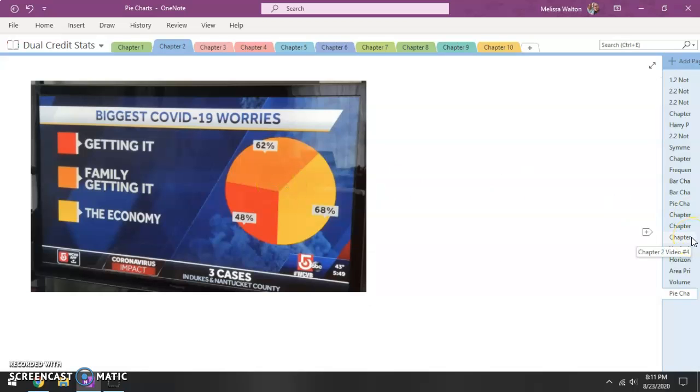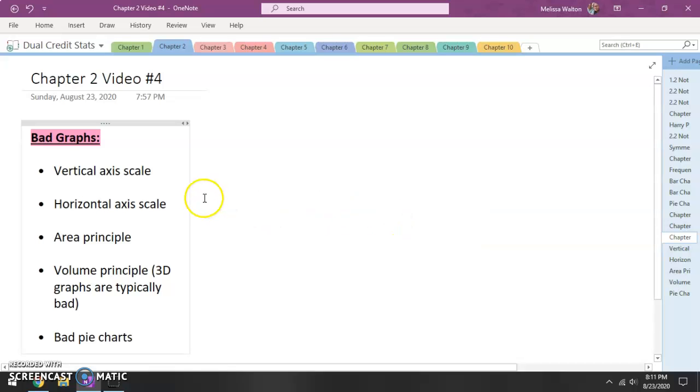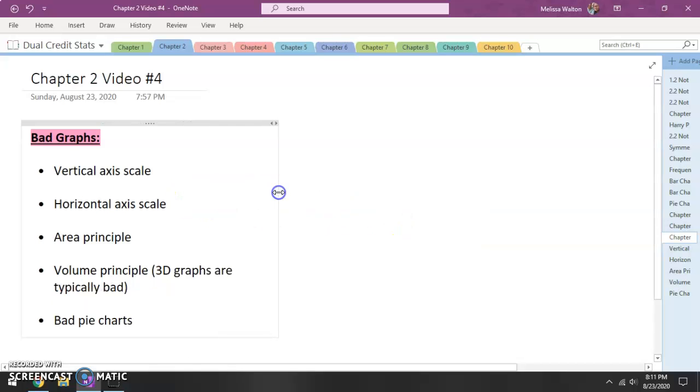All right, so please, please, please, when you graduate this or finish this course, be careful of these 5 things. Don't get fooled by vertical axes. Don't get fooled by the area principle or the volume principle. And then finally, please make fun of bad pie charts.